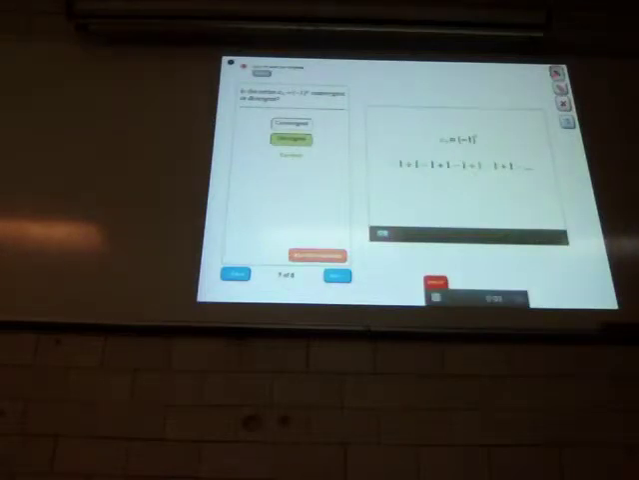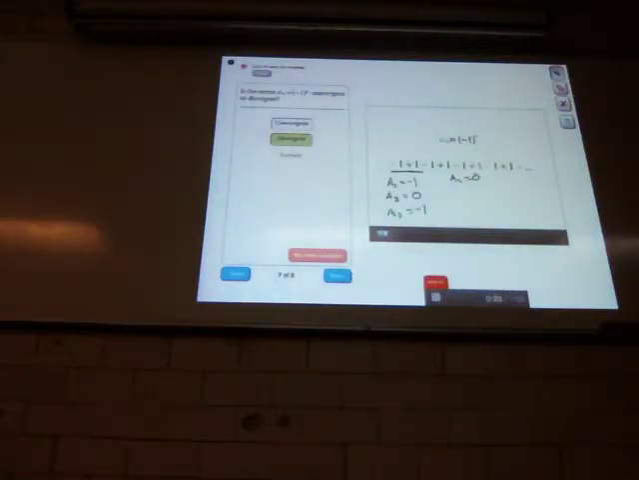Let's take a look at the partial sums for this series. The first partial sum coming from this is just minus 1. The second partial sum coming from the sum of the first two terms is 0. Third one is minus 1. And the fourth one is 0 again.